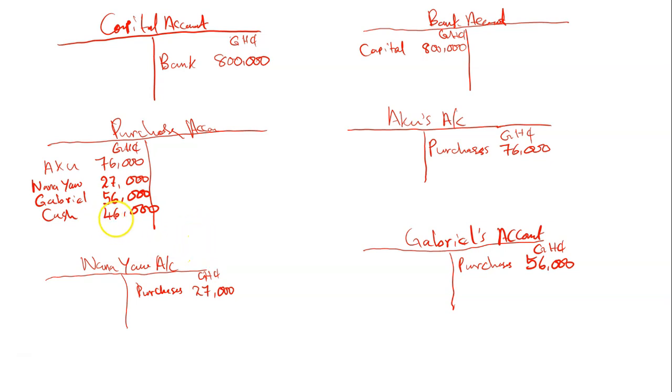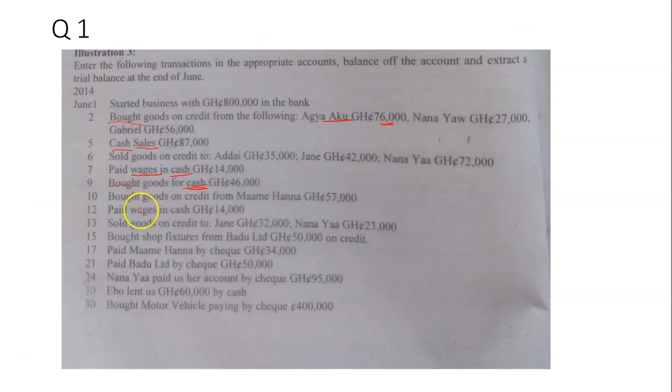Now, let's say you wanted to record 46,000 and you mistakenly write 48,000 with pen. Don't tick it and change the 8 to 6. No. Cancel it with one line and then rewrite cash 46,000. Let your recording be neat. Then let's go to the next transaction.